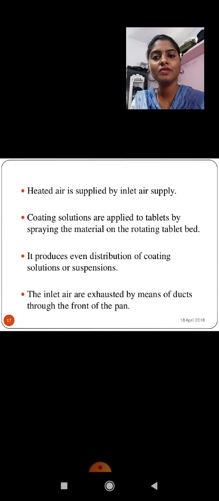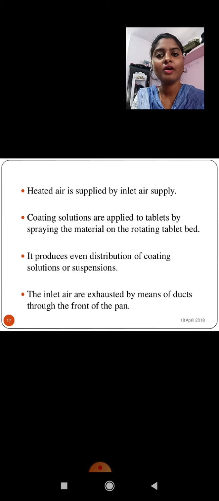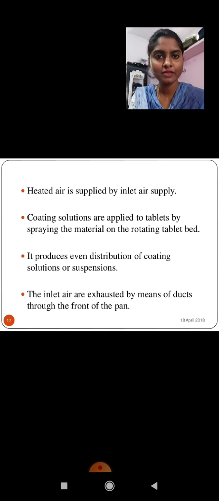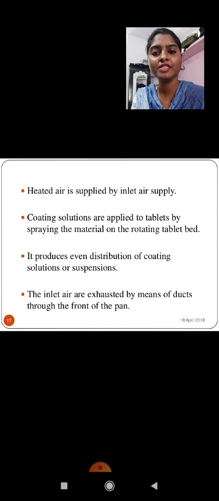What is the use of heated air? When applying a coating solution, the coating solution should dry, and it dries by applying heated air. And how do we apply the coating solution? We spray the coating solution onto the rotating tablet bed, using a spray nozzle.